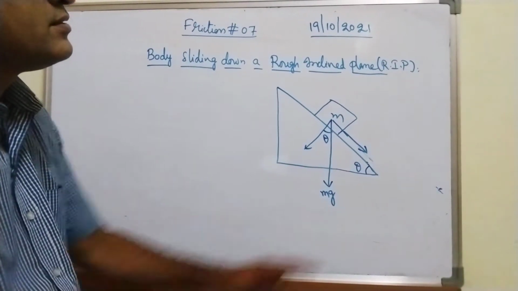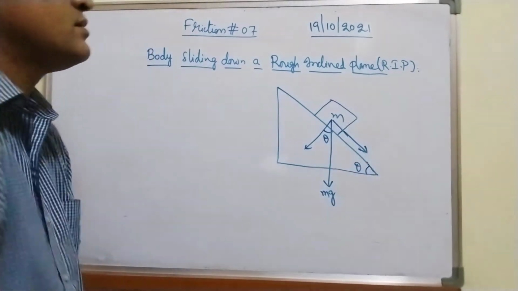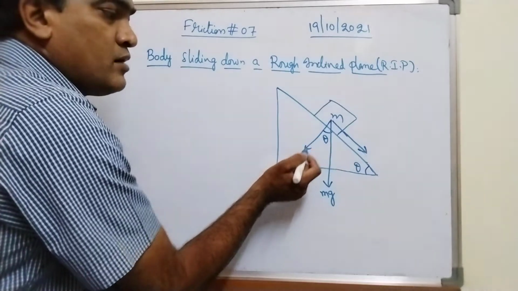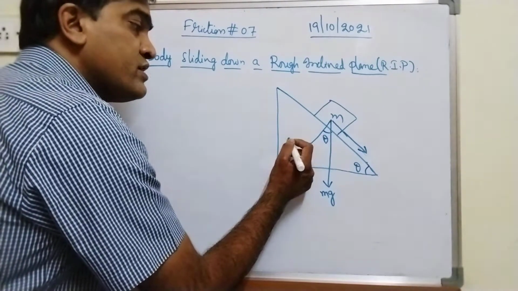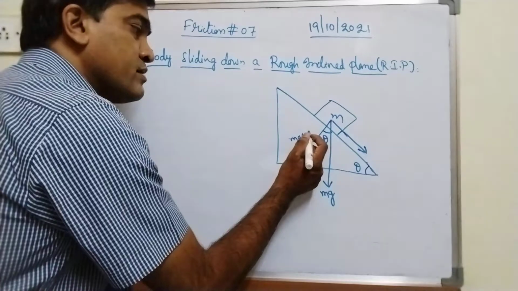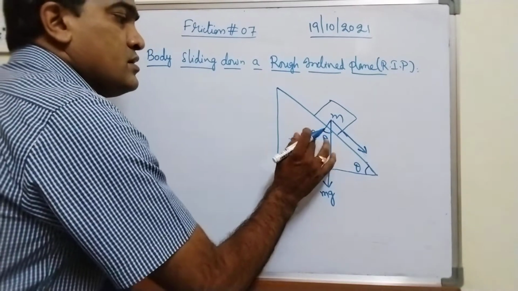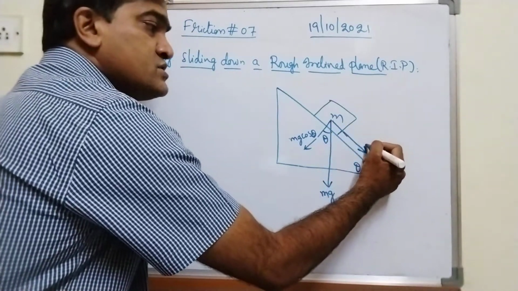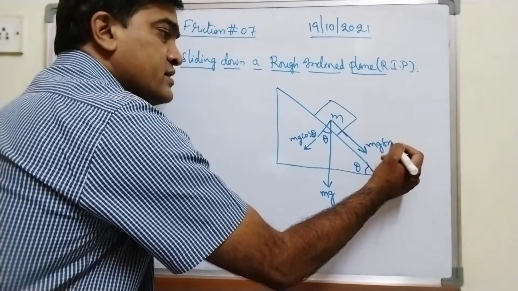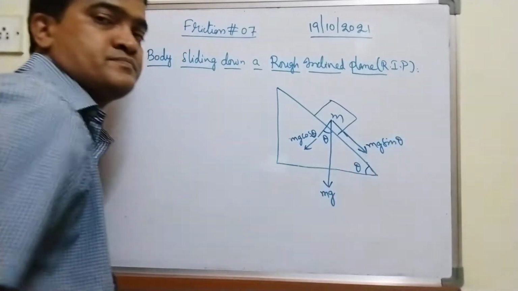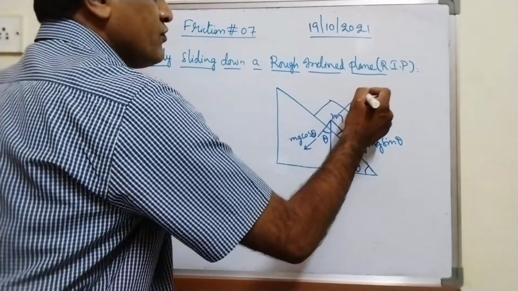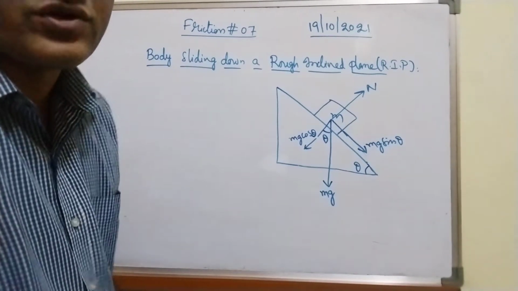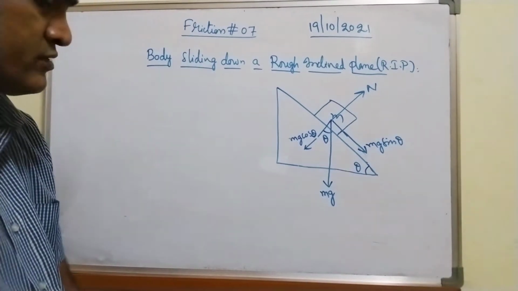Now let's see. What will be this component and what will be this component? The component of weight touching the angle always becomes cos. So this becomes mg cos theta. And the component which is not touching the angle is mg sin theta. This is an easy way to remember. And this is the normal force. I am least bothered about normal, but of course normal force will also come into picture. Let's see how it goes.